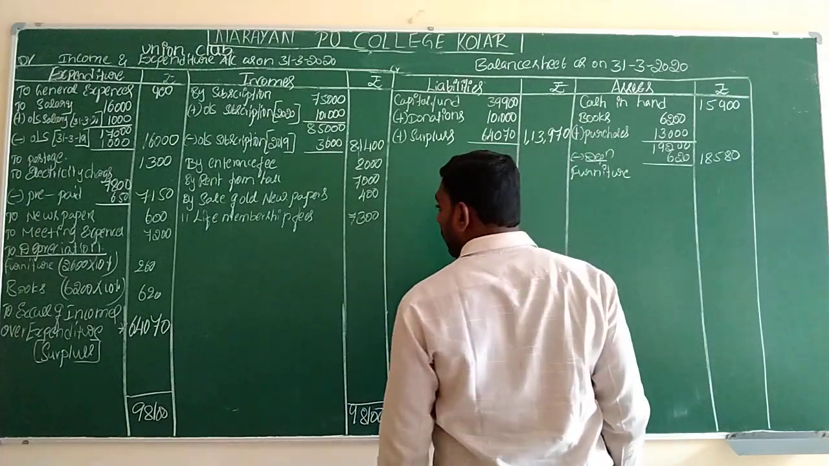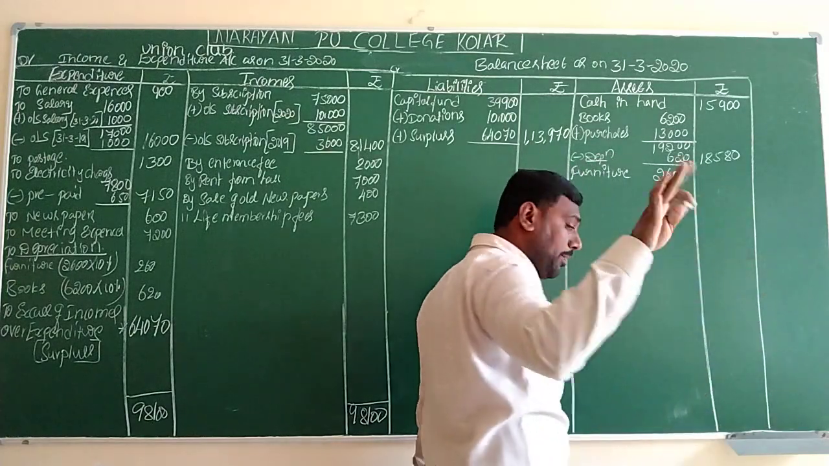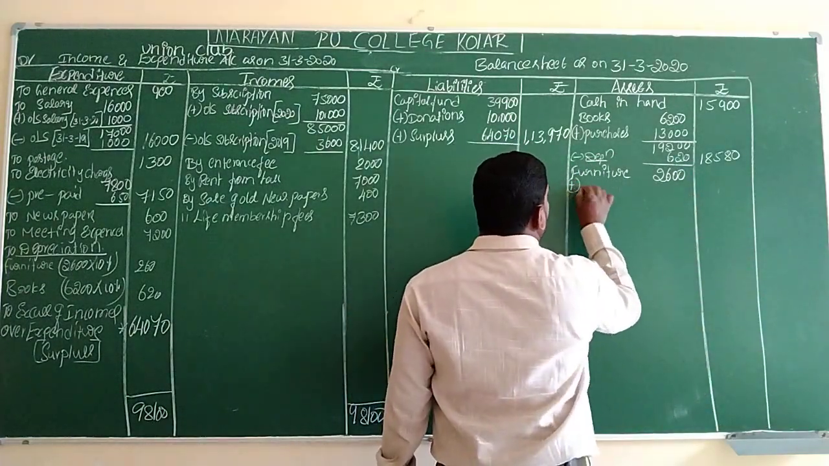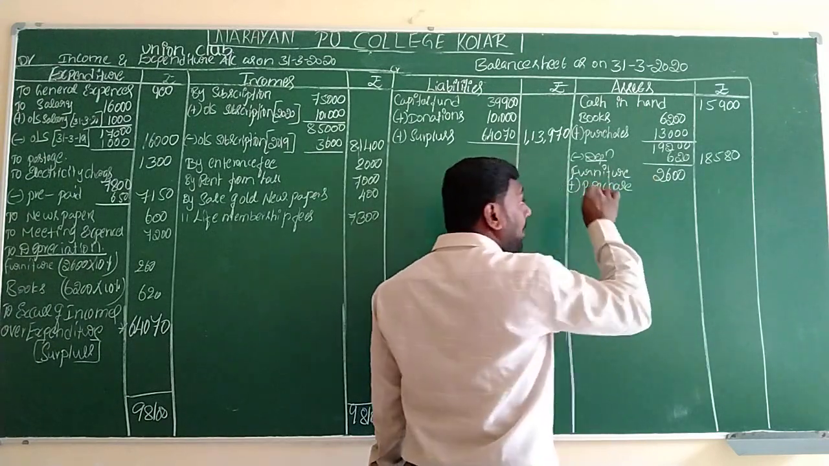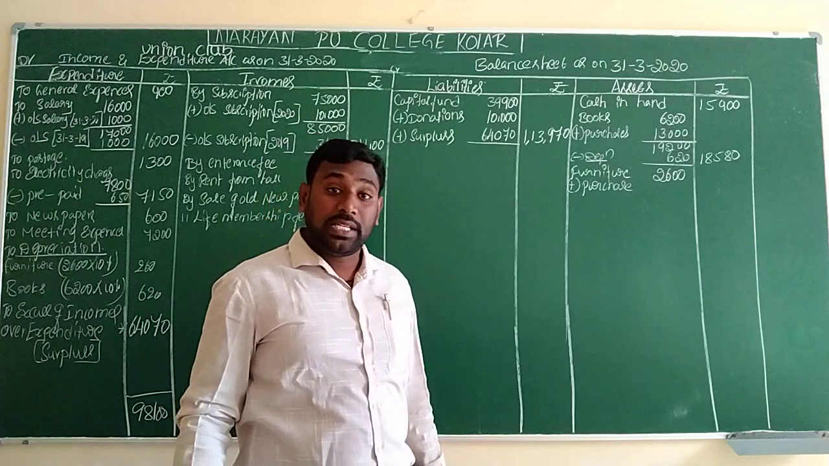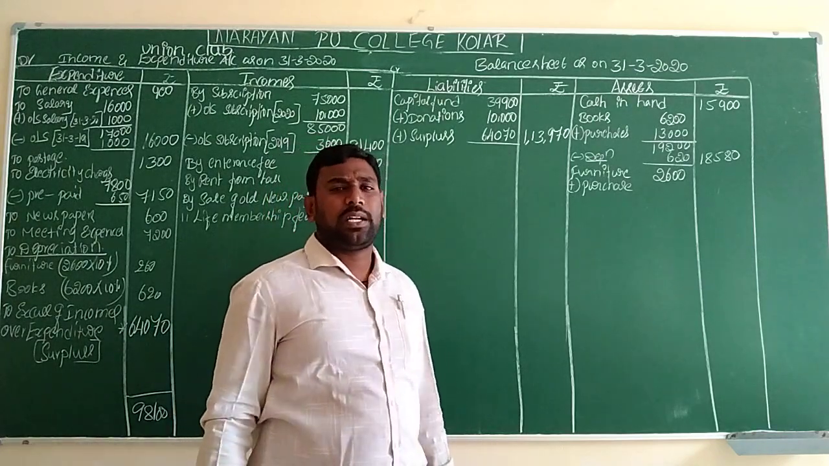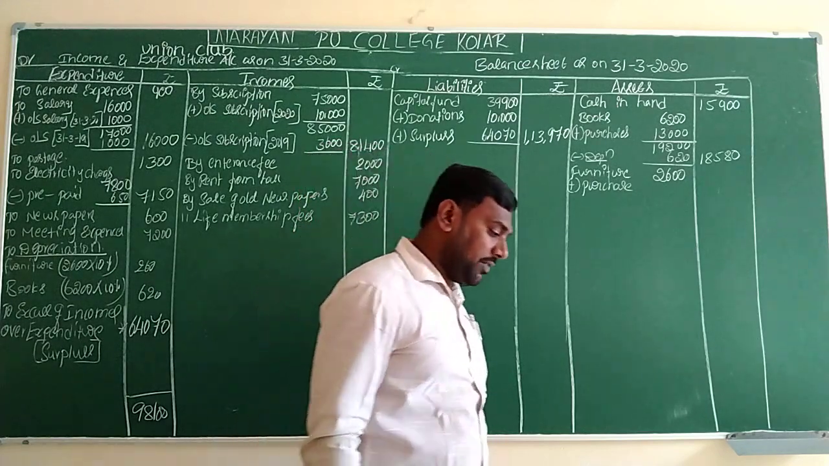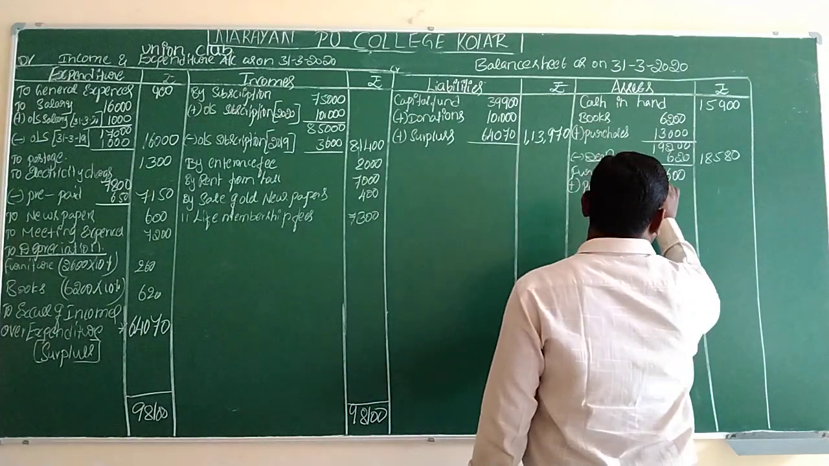furniture. The value of furniture is 2,600, which is available in the old balance sheet. But again, we have to add purchases. So where is the purchase value available? The purchase value is available in the receipts and payments account, on the receipt side or payment side, they have given. So the value of furniture purchases is 26,500.